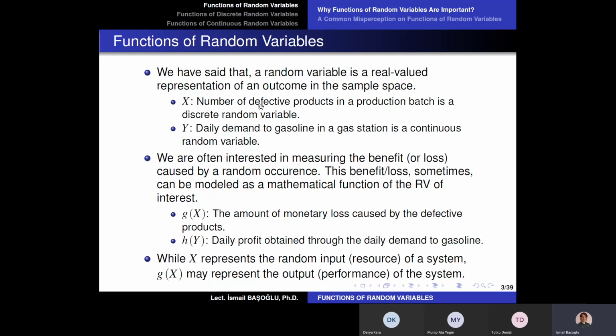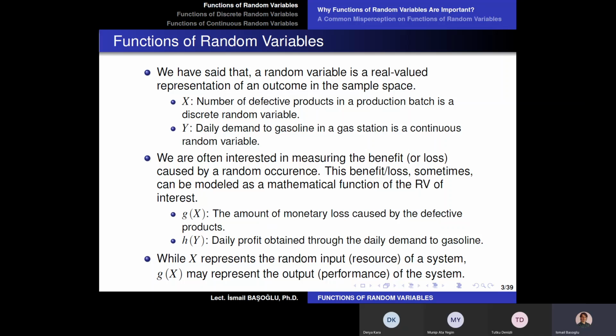So nobody is actually interested in the number of defective products in a production batch. Instead, we are interested in the cost of these quality errors, right? I mean, as a manufacturer or as an owner of a manufacturing facility, I am not interested in the percentage of the defective products that I manufacture. I am interested in the costs that defectiveness causes to me, okay? Which is basically a function of the number of defective products, right?